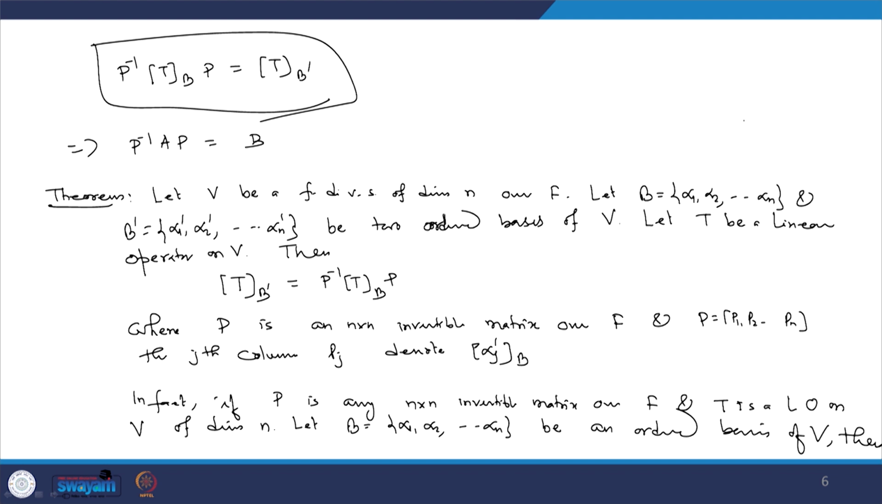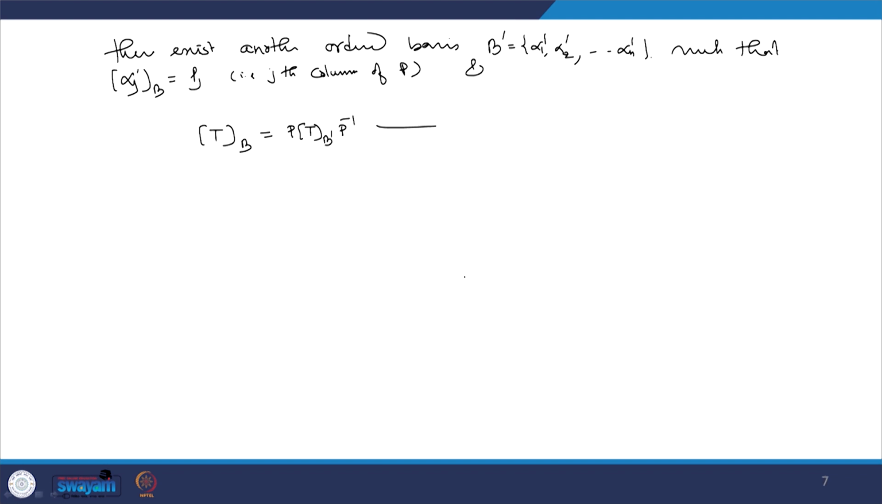Okay, so we have to prove that alpha 1 prime, alpha 2 prime and alpha n prime is an ordered basis for the vector space V, and with respect to that basis this type of relation also holds good, that we have to prove. Okay. So, now let me consider some examples and see it.